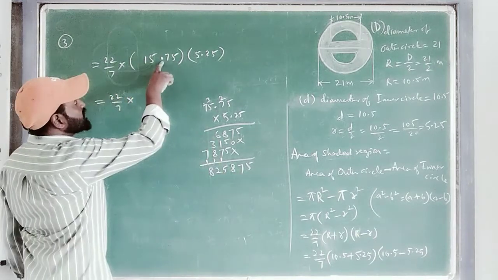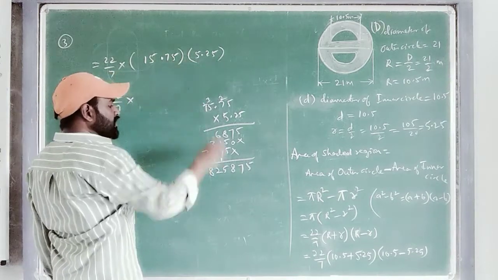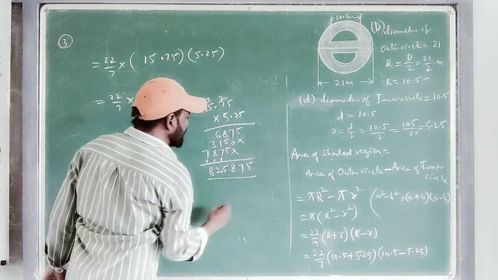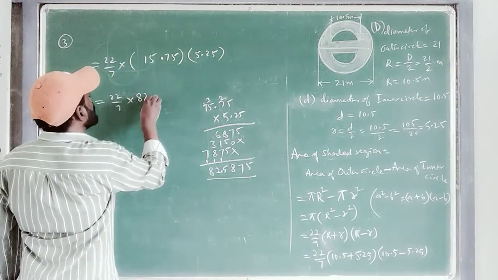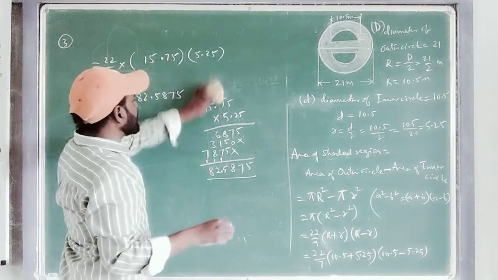In this, here the decimal point is after 2 digits. Here also the decimal point is after 2 digits. So after 4 digits you have to write 1, 2, 3, 4. So 82.5875. So this is the product of these two.